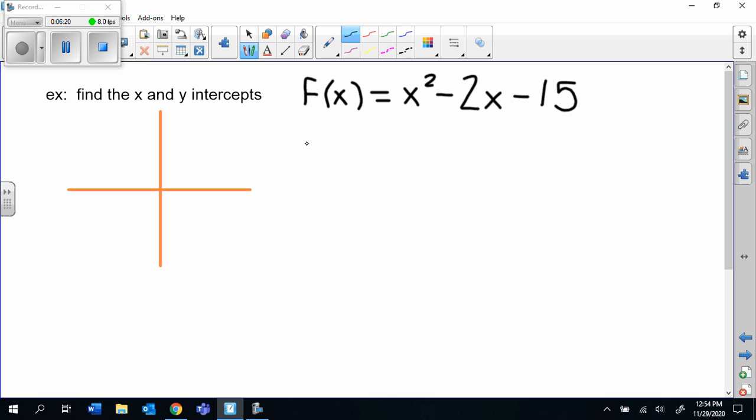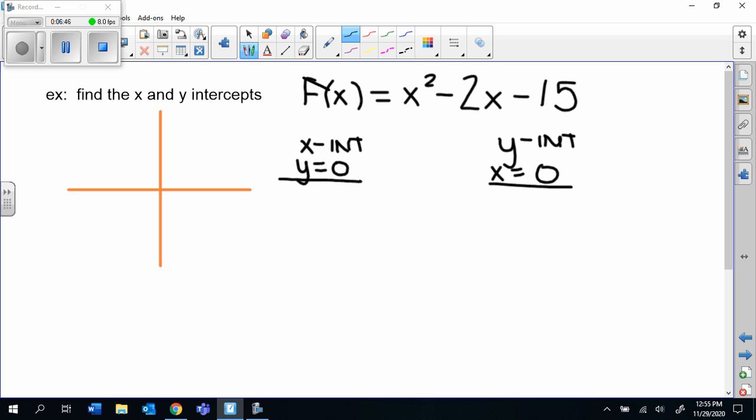So here's what we do. For the x-intercepts, we're going to plug in y equals 0 and solve. For the y-intercept, we are going to plug in x equals 0 and solve. One direction is markedly easier than the other. The y-intercept always goes a little bit faster because we're just going to plug in x equals 0.